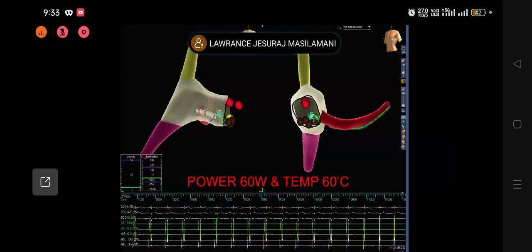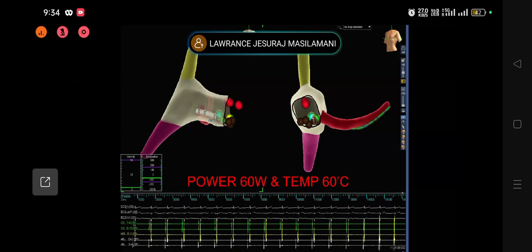We have to keep temperature and power according to the need. Depending on the size of Koch's triangle and how I am getting the first ablation, I titrate my energy and go. The usual setting for me is a power of 60 and a temperature of 60. I use this in most of the patients.